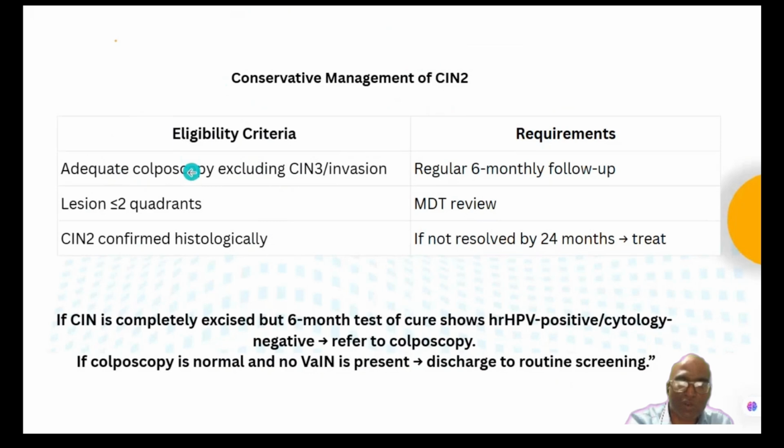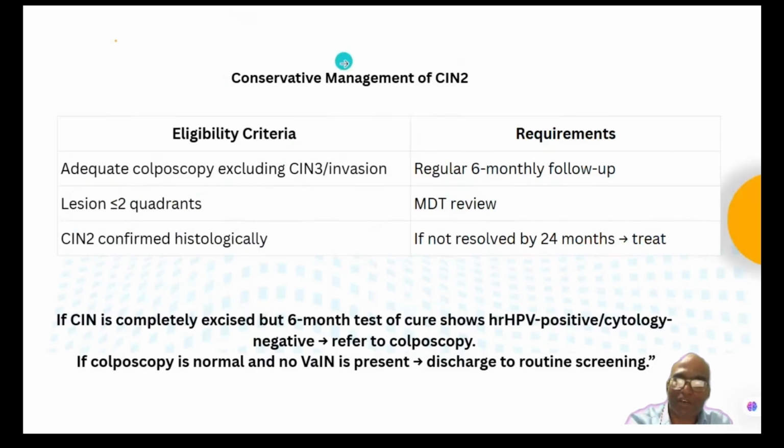If you have done the colposcopy and you have excluded the CIN3 or invasion, the patient is coming for follow-up every 6 monthly, the lesion is less than 2 quadrants, the MDT review is done, and CIN2 is confirmed histopathologically, these patients can be kept for observation. If it is not resolved by 24 months, then you go for treatment.